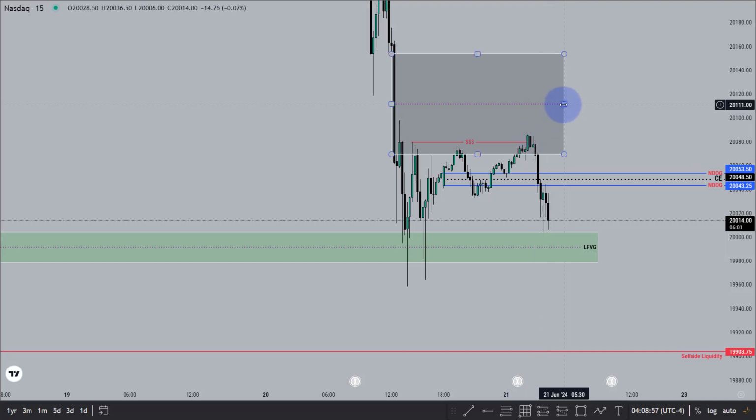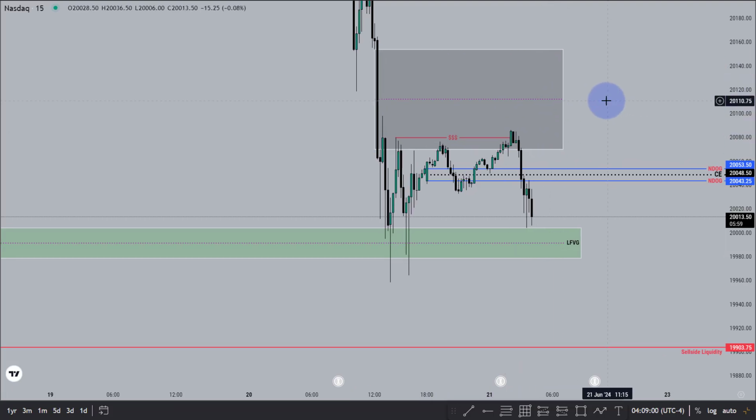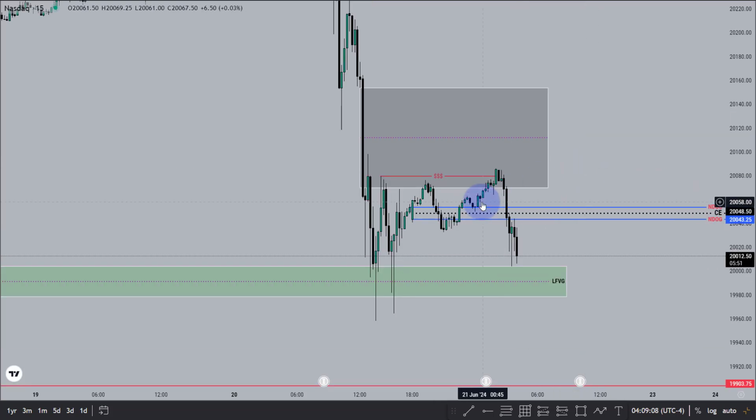Now, is it a recent fair value gap? No, it's not a recent fair value gap. That means you didn't wait for a new fair value gap over here. Why didn't you do that? The reason is this is the first hour. Market didn't go anywhere. It just started to trade. You don't need to wait for a new fair value gap over here.